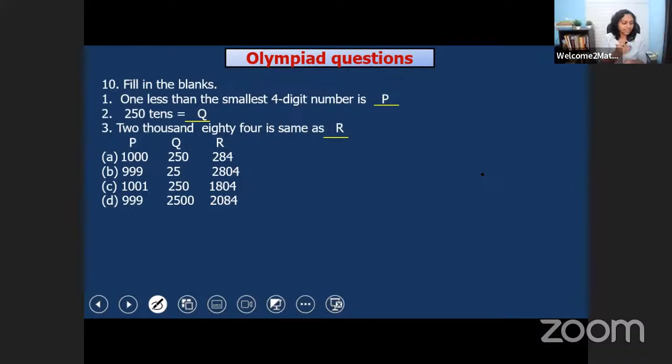1 less than the smallest 4-digit number is P. 250 tens is Q. 2084 is same as R. That we have to find out. So you want to try to solve this first? Try to solve this, then I will show you the answer. Okay? All the best.